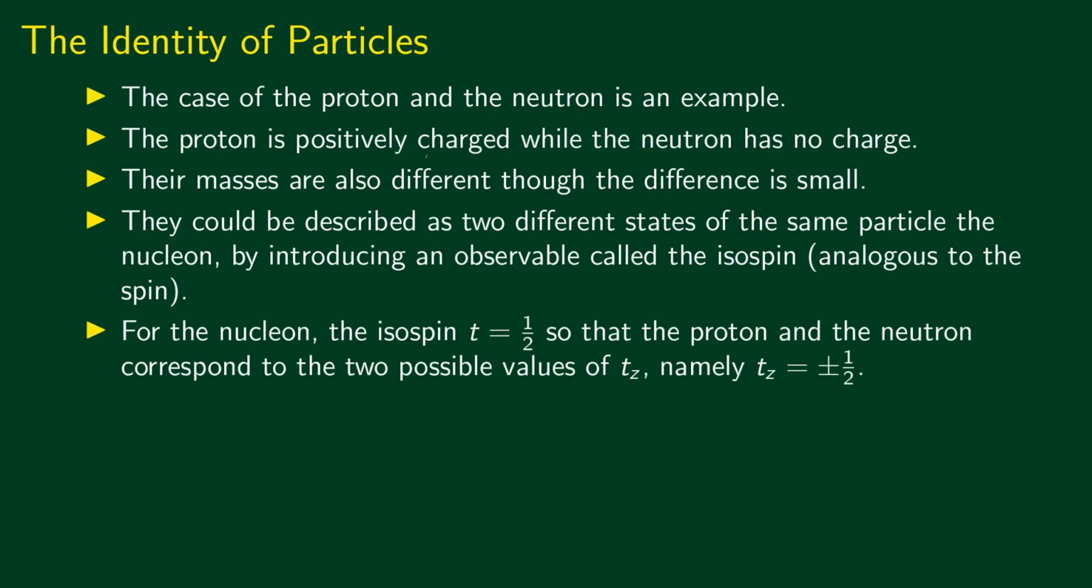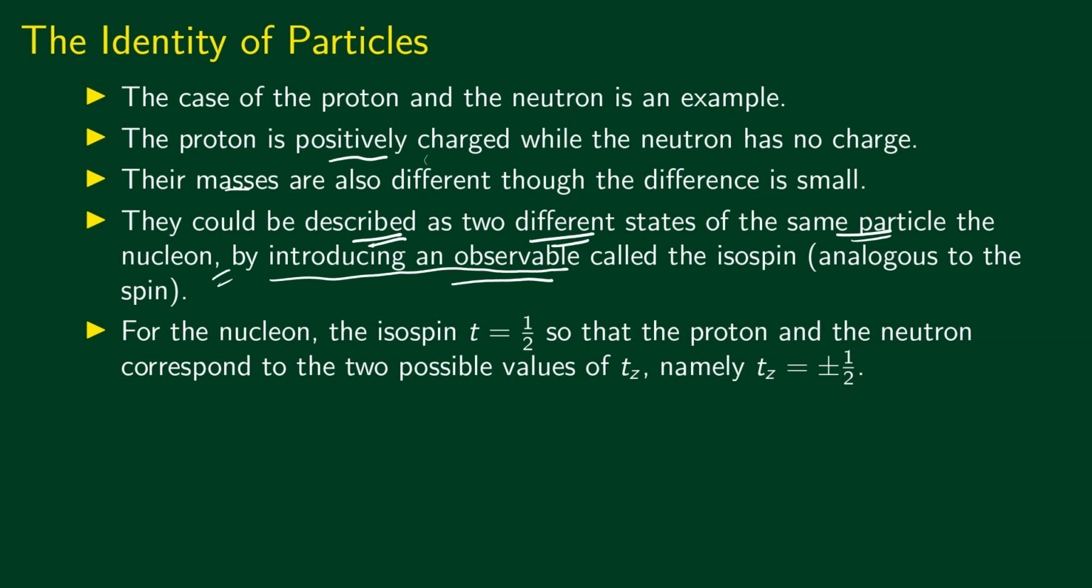A good example for this technique is the case of the proton and the neutron. We know that the proton is positively charged while the neutron has no charge. In fact, their masses are also different, but the difference is small, and in certain cases we can neglect the difference. And the proton and the neutron can be described as two different states of the same particle called the nucleon. We can do this by introducing a new observable called isospin.